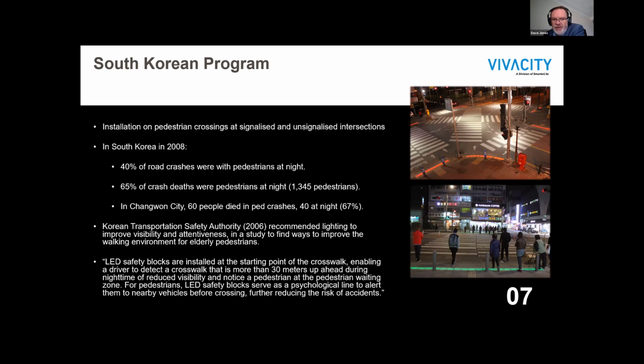And from reading that study, it refers to a Korean Transportation Safety Authority study, which was looking at ways of improving pedestrian safety at night, particularly for older pedestrians using unsignalised crossings, and ways to improve the visibility of the pedestrian and the attentiveness of the drivers approaching the pedestrian crossings. They recommended and tried various things before LED safety tactile. So they improved the lighting on the crossing, on the area of the roadway.